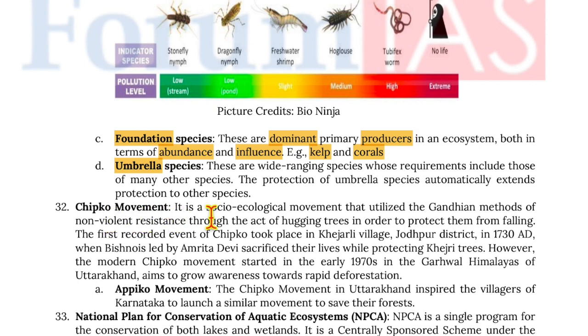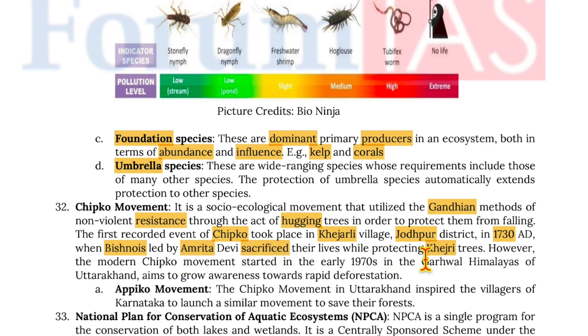Now, Chipko movement: it is a socio-economic movement that utilized the Gandhian method of non-violent resistance through the act of hugging trees in order to protect them from falling. The first recorded event of Chipko took place in Khejarli village, Jodhpur district in 1730 AD, when Bishnois led by Amrita Devi sacrificed their lives while protecting Khejri trees.